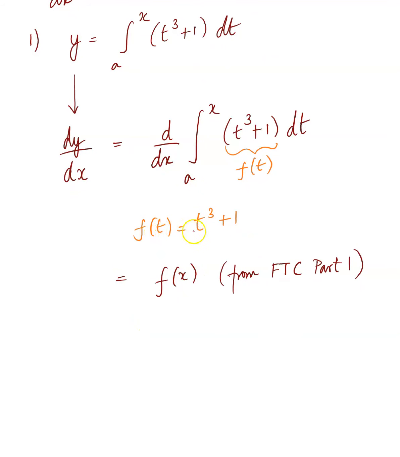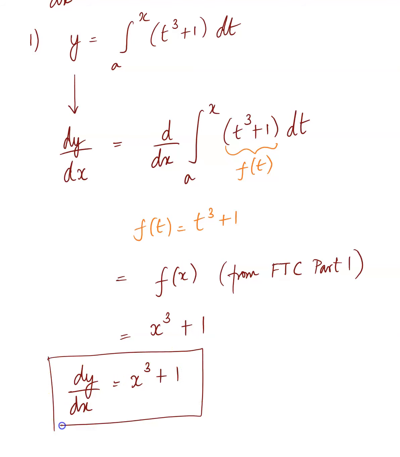So if f of t is t cubed plus 1, f of x must be, in the place of t you replace it with x, so it's going to be x cubed plus 1. So dy over dx is simply x cubed plus 1, because it's as if the derivative and the integral undid each other and gave us the function in terms of x.